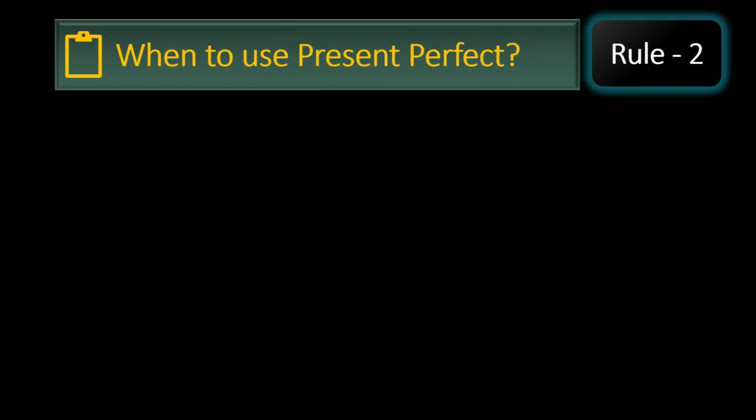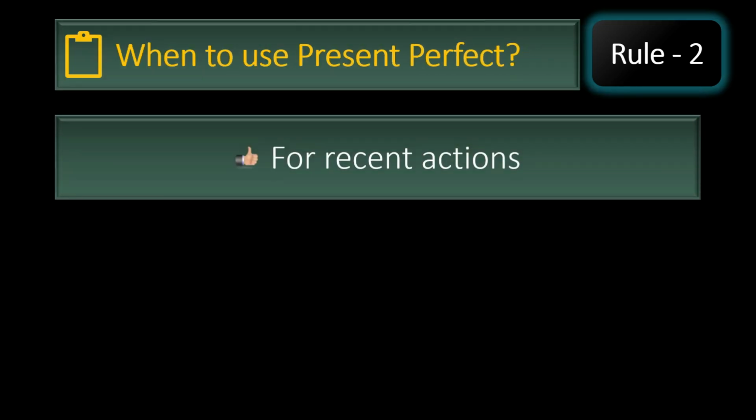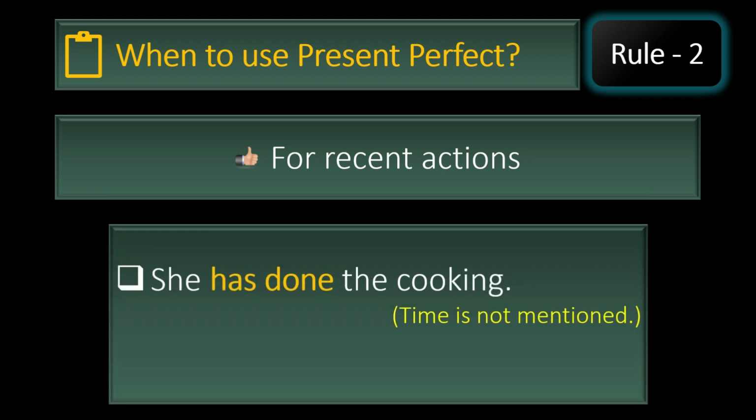Okay, let's look at rule 2. We use present perfect tense for recent actions when we talk about actions that finished recently. Look at this example here. She has done the cooking. Again, time is not mentioned here. Maybe she has just finished cooking. Time is not mentioned. So this is a very recent action.